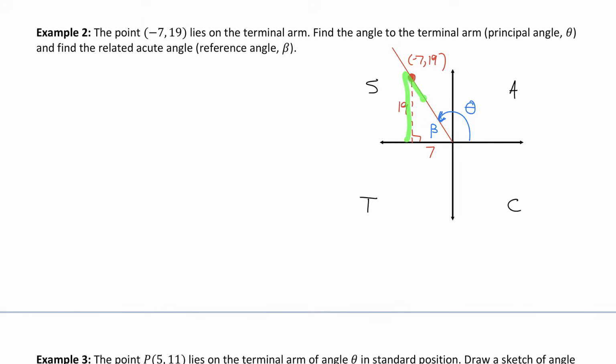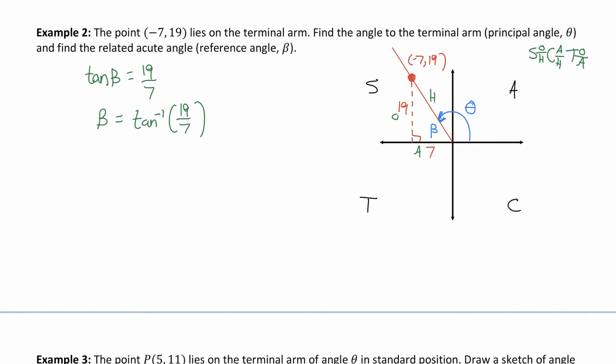Well, in this triangle that I created, it's a right angle triangle. From the reference angle, I'm going to label opposite, adjacent, hypotenuse. I know the opposite and the adjacent side, so a tan ratio would allow me to solve for this angle beta. From that triangle, I know that tan of beta, tan is opposite over adjacent, so that would be 19 divided by 7. So tan of beta is 19 over 7. I could get that reference angle beta by doing inverse tan of 19 over 7. And that's about 70 degrees.